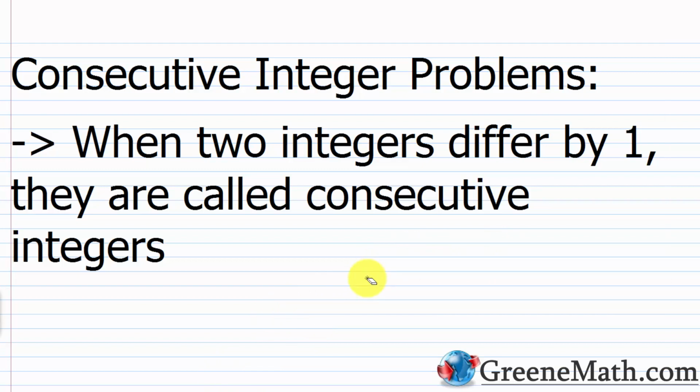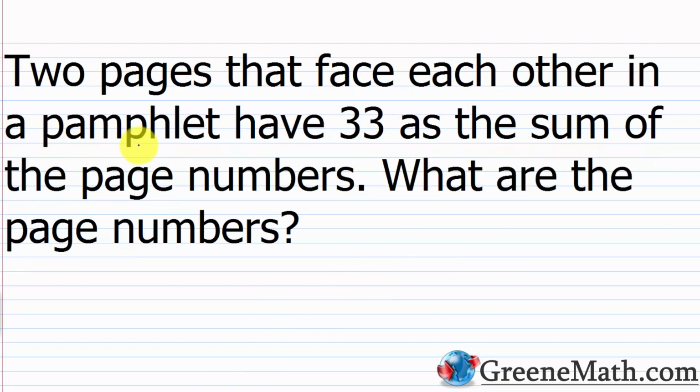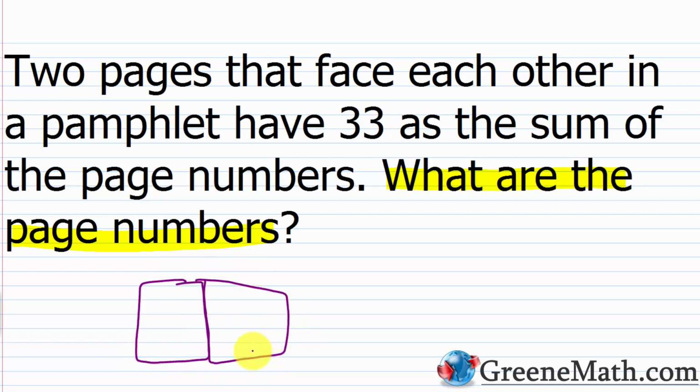So let's take a look at a problem. 2 pages that face each other in a pamphlet have 33 as the sum of the page numbers. What are the page numbers? So we're trying to find what are the page numbers. This is an example of a consecutive integer problem. If you think about a book or pamphlet, if you have a page here and here, and they face each other, let's say this is 1 and this is 2, or it could be 567 and 568, so on and so forth. So we're trying to find the individual page numbers given that the sum is 33.